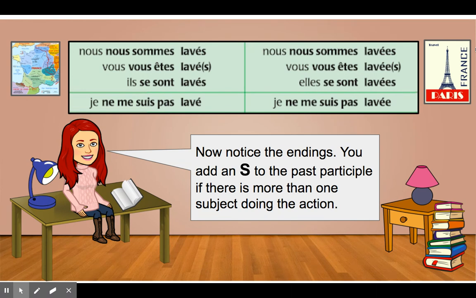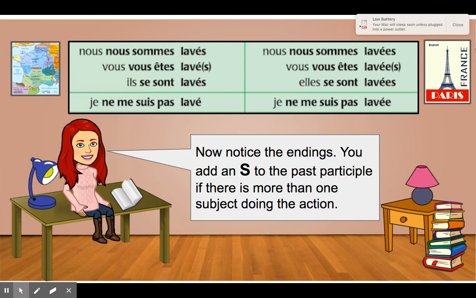Now take a look at the plurals and look at that helping verb. The helping verb is être, right? Avoir for some verbs, être for others, être for all the reflexives. Say them after me as you copy this down. Nous nous sommes lavés. Vous vous êtes lavés. Ils se sont lavés. Elles se sont lavées.